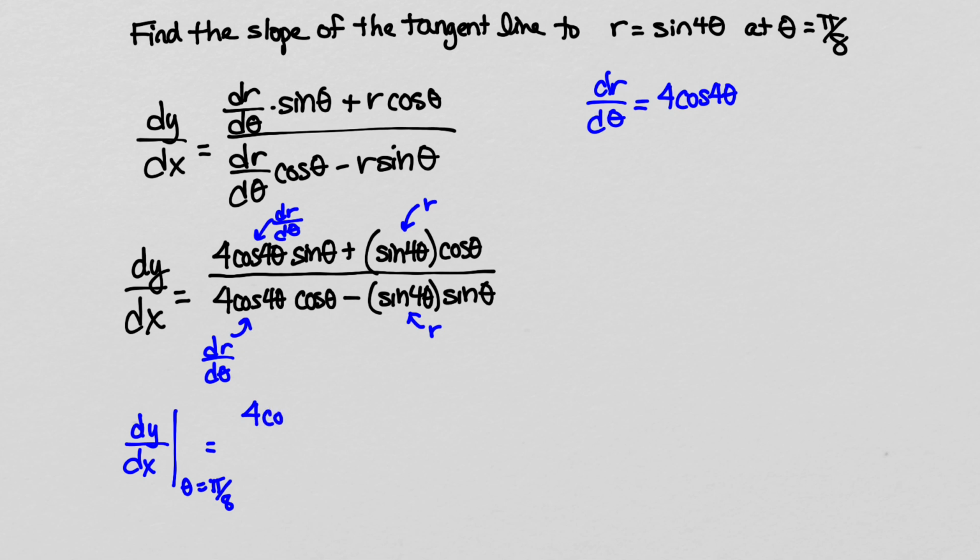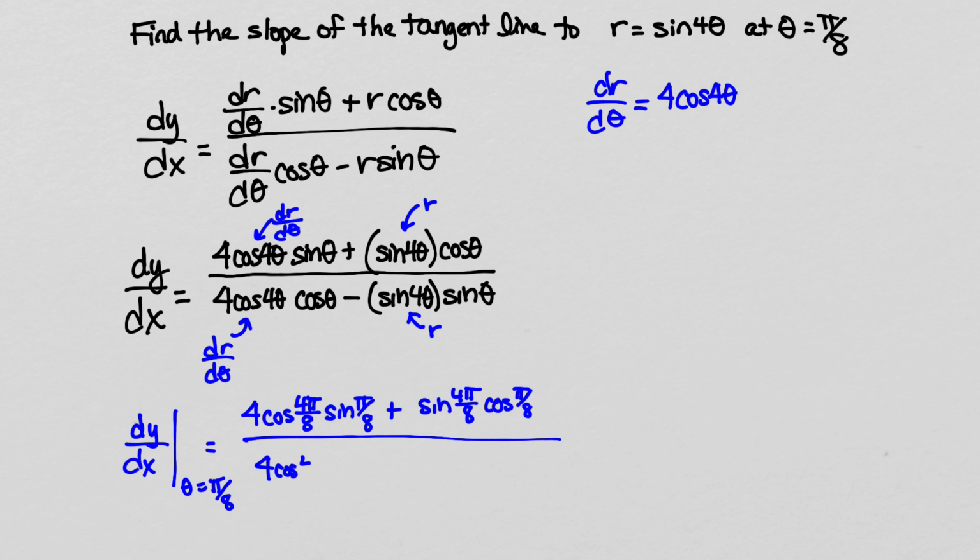So you're getting 4 cos 4 pi over 8 times the sine of pi over 8, plus the sine of 4 pi over 8 times the cosine of pi over 8, all over 4 times the cosine of 4 pi over 8 times the cosine of pi over 8 minus the sine of 4 pi over 8 sine pi over 8. So we just have to find the slope, we don't have to solve. Correct. You don't have to write the equation of the tangent line.